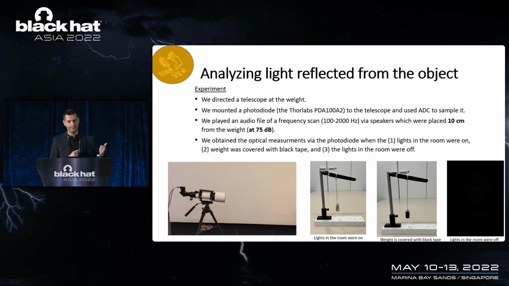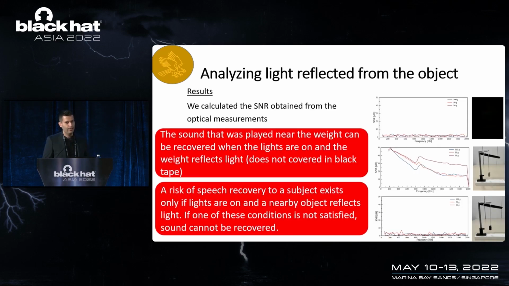In the first experimental setup, we didn't change anything. Basically, the lights in the room were on. In the second experimental setup, the weight was covered with black tape. And in the third experimental setup, we turned off the light, and as you can see, no light was in the room. Nothing can be seen from the telescope. Okay, now let's see the results.